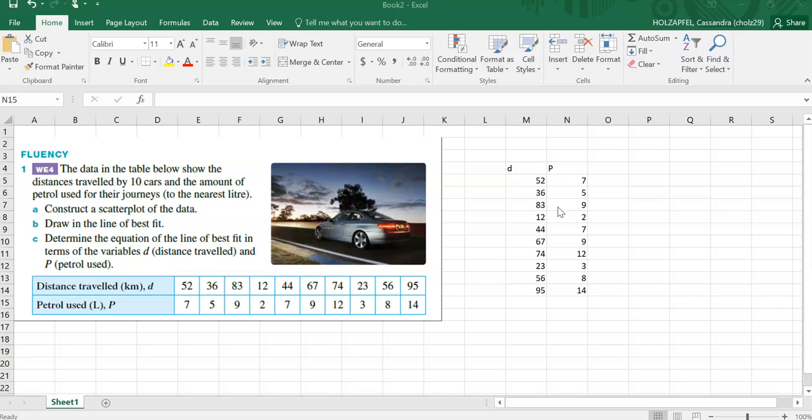So the data below, the first question, what it's asking us to do is to construct a scatter plot of the data. Now you guys can go ahead and do this by hand. You don't have to do this in Excel, but I just want to show you how simple it is to do in Excel. So all I did was I typed my answers using a vertical column rather than the rows that these have.